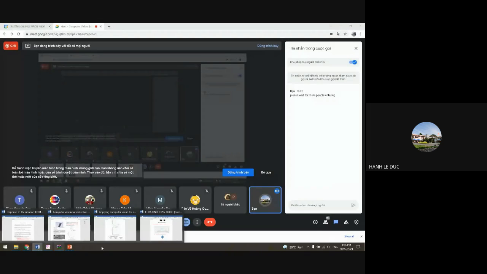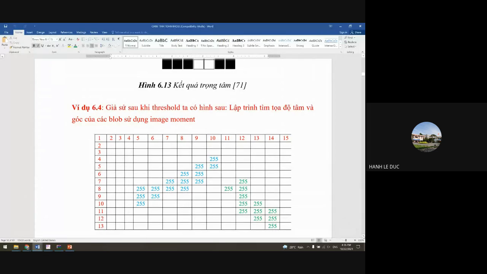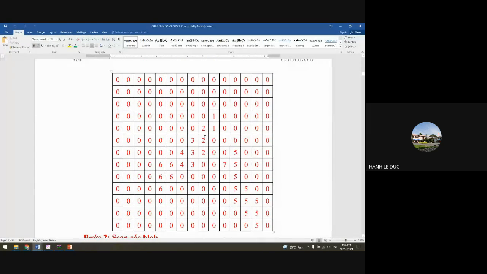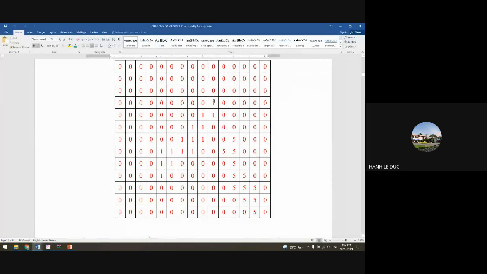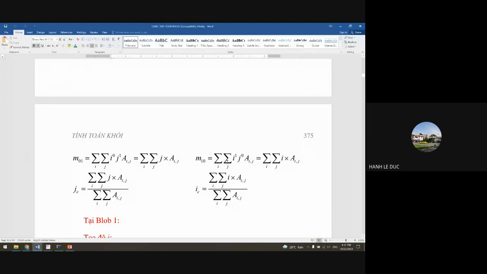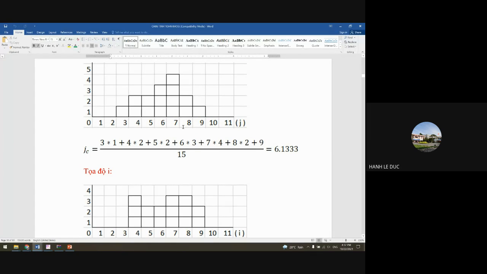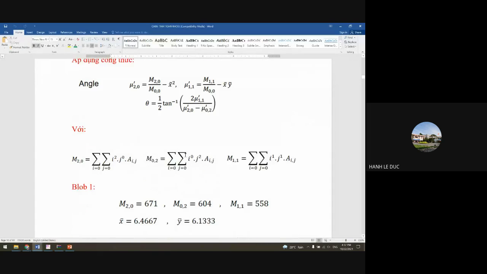Okay, this is the example. I give you this one, and you calculate the central X and the angle of it. After the first scanning and the second scanning, you have two blobs, 1 and 5. Then you calculate the central X similarly, and then we calculate the angle using this formula.